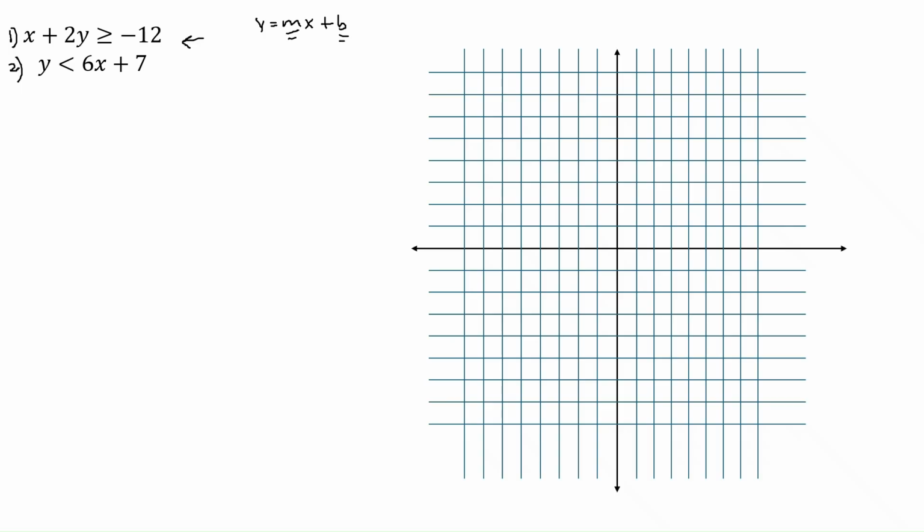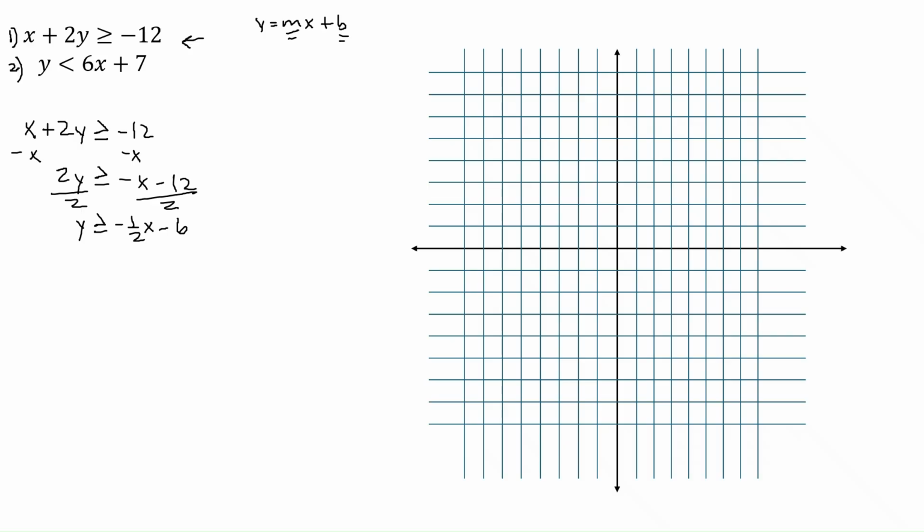Okay. All right. So let's rewrite it down here. x plus 2y is greater than or equal to negative 12. Okay. So I'm going to move this to the other side. 2y is greater than or equal to negative x minus 12. Now we're going to divide both sides by 2. So that's y is greater than or equal to negative 1/2 x minus 12 divided by 2 is 6. Okay, so that's this first equation written in y equals mx plus b format.